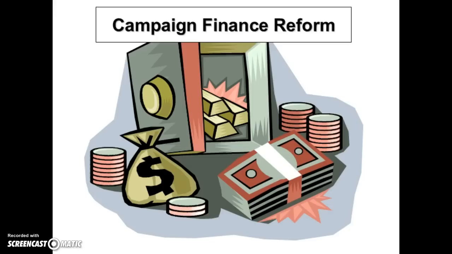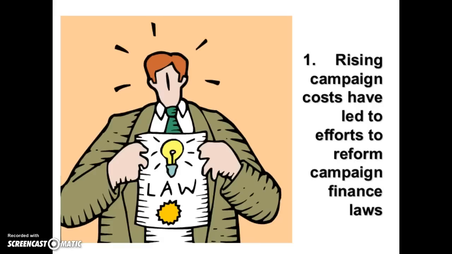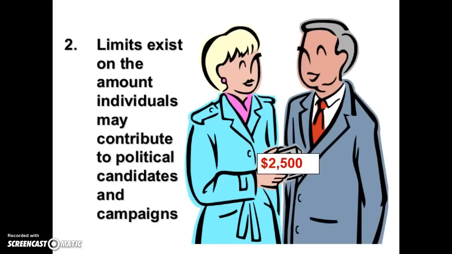So there have been attempts to reform campaign finance to limit this. What we're seeing is that the rising costs of campaign finances have led to efforts to reform campaign finance laws. For example, there are limits to how much one individual may contribute to a political candidate. More recently, our Supreme Court has ruled that it's not necessarily right to limit how people give money, because it goes back to freedom of expression. How is the government able to say where you can spend your money? Because that is pretty much you saying that you support a candidate or support a view.